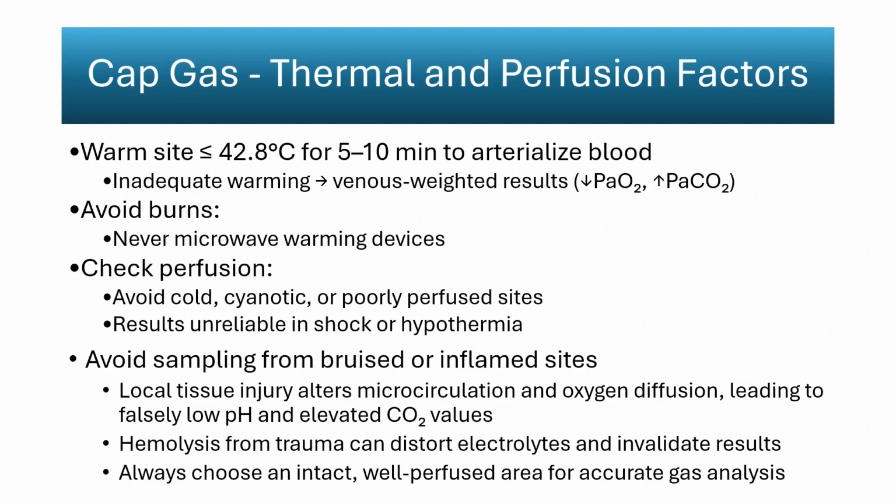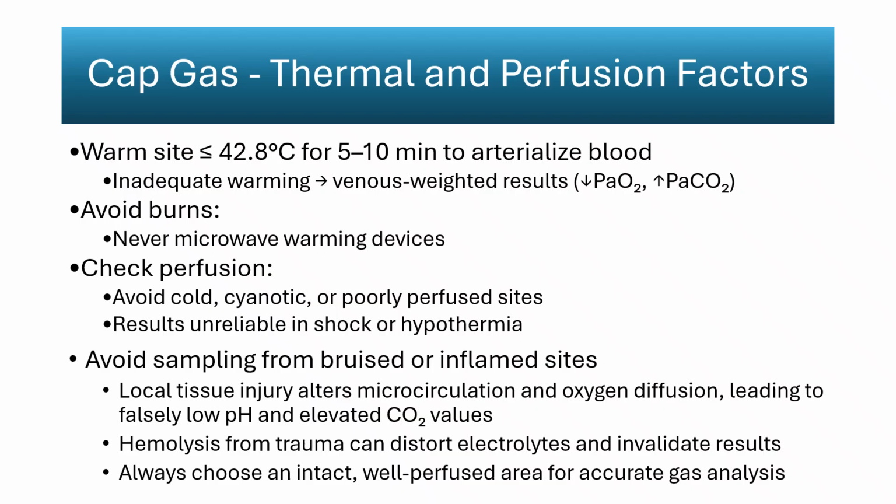Accurate capillary gas interpretation depends on proper site preparation and perfusion. The sampling site must be adequately warmed, typically to about 42 degrees Celsius for 5 to 10 minutes, to arterialize the blood. Insufficient warming leaves a higher venous component, producing falsely low oxygen tension and elevated carbon dioxide values. Heating devices should be used carefully to prevent burns.